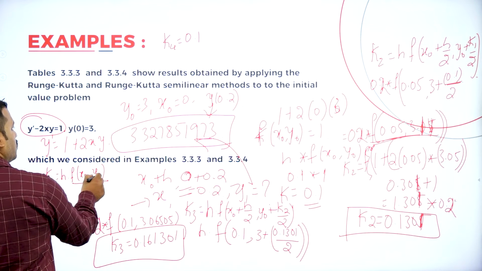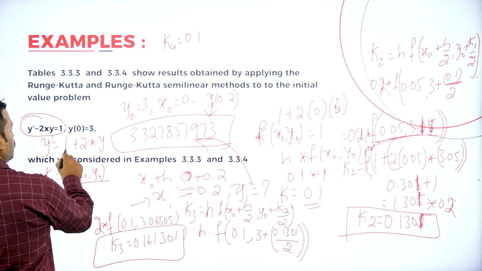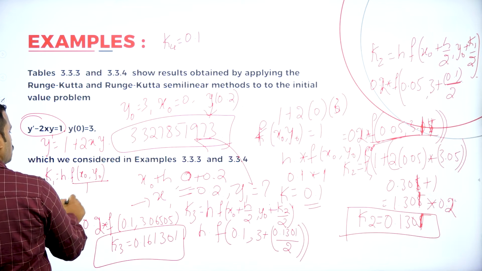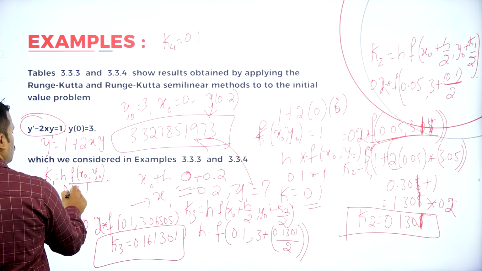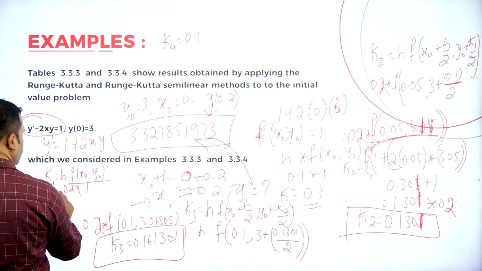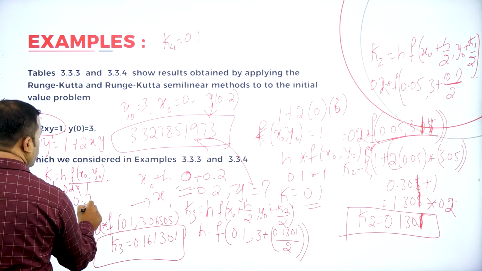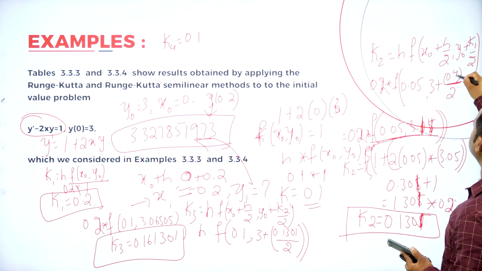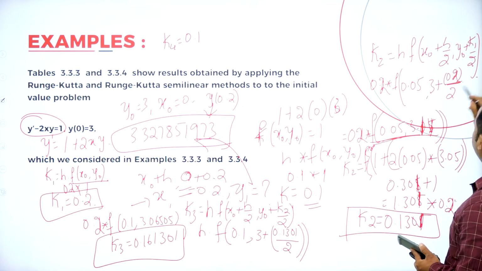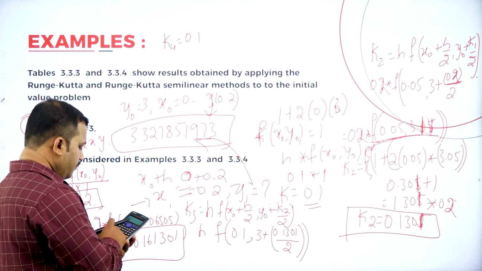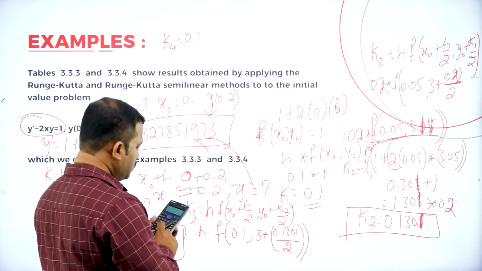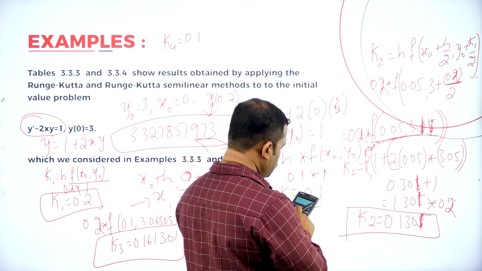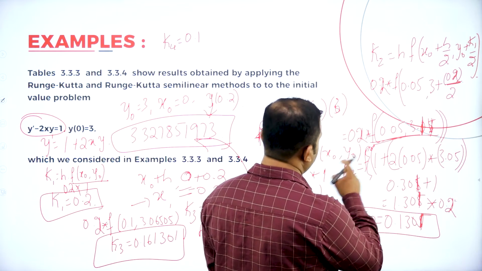For f of x0 comma y0 gives you the value of 1 plus 2 times 0. This means 1. The entire thing becomes 1. 1 into 0.2, which is equal to 0.2. K1 is equal to 0.2. Here again 0.2 by 2 we have. So 0.2 divided by 2 is equal to 0.1 plus 3, which is equal to 3.1, and of course it is correct.